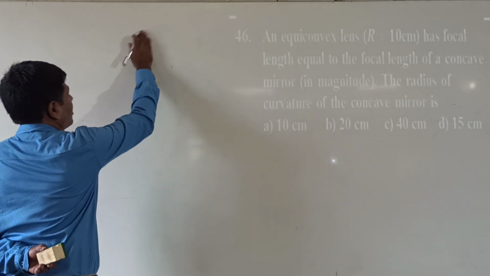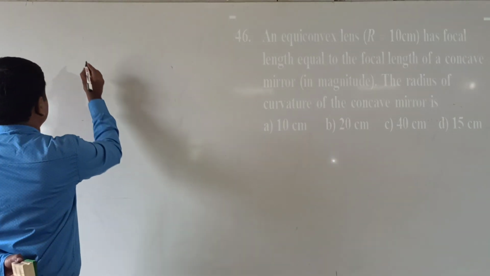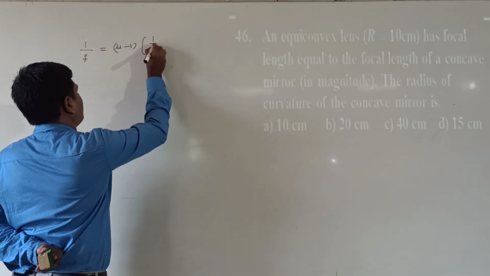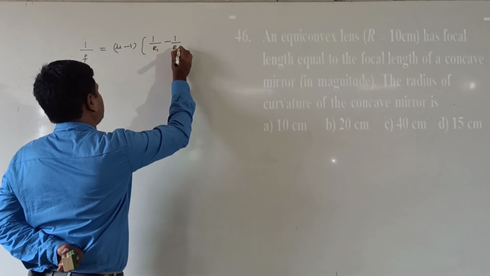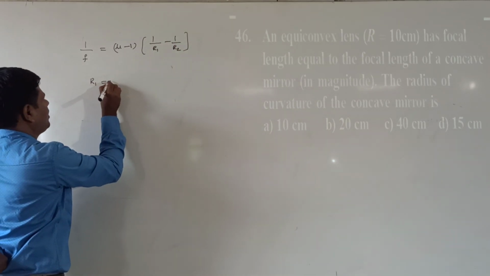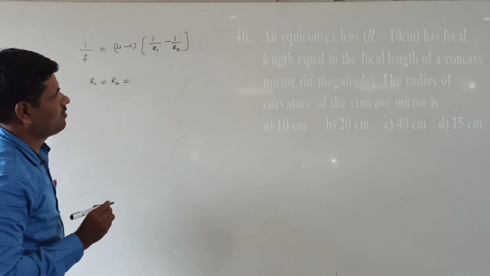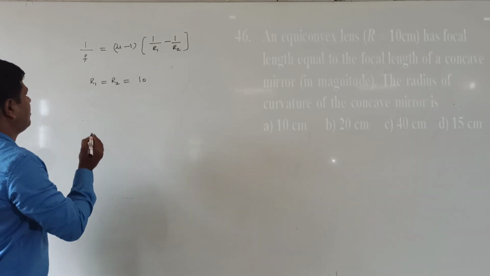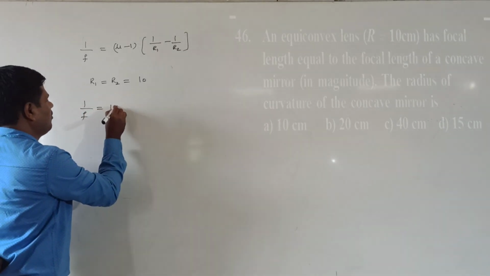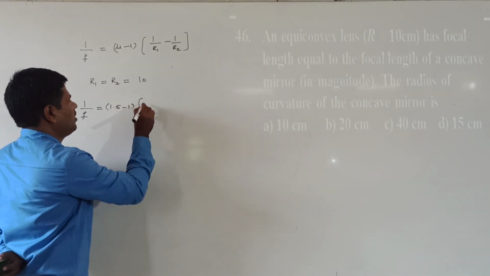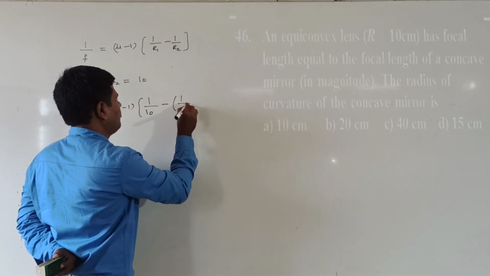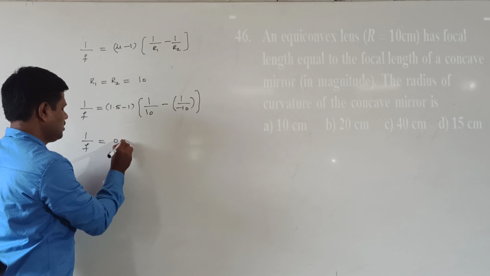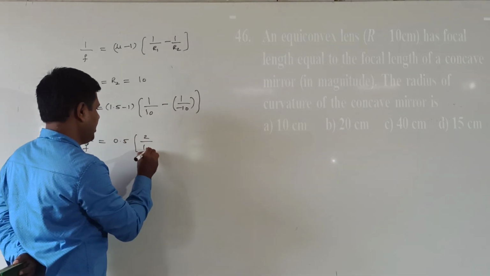First we have to find the focal length of the equiconvex lens. The formula is 1 by f equal to mu minus 1 into 1 by r1 minus 1 by r2. Equiconvex means the same radius: r1 equal to r2 equal to 10 centimeter, but one is taken positive and the other negative, depending on the incident ray direction. Now 1.5 minus 1 into 1 by 10 minus 1 by minus 10. So 1 by f is equal to 0.5 into 2 by 10.